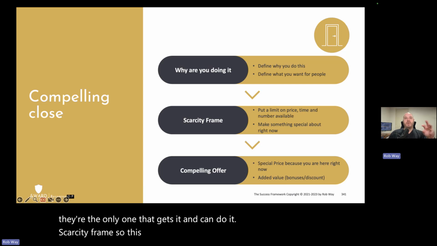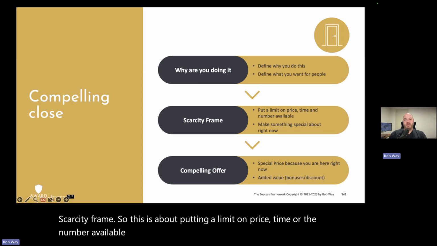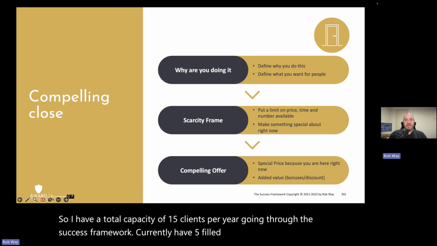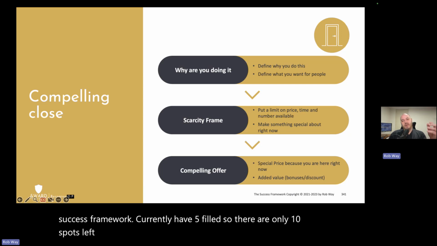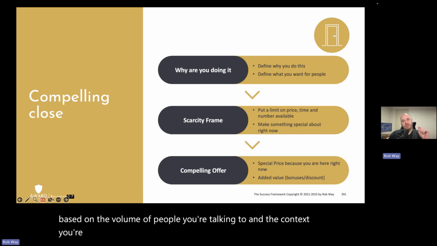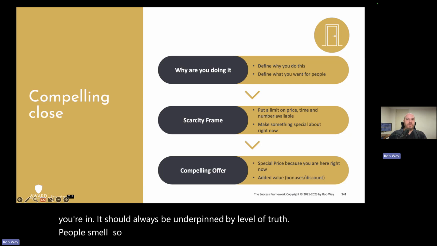Scarcity frame. So this is about putting a limit on price, time, or the number available, making something special about right now. So I have a total capacity of 15 clients per year going through the success framework. I currently have 5 filled, so there are only 10 spots left. So there's scarcity. You change the scarcity of the frame based on the volume of people you're talking to and the context you're in. It should always be underpinned by a level of truth. People smell bullshit, so make sure you're telling the truth.